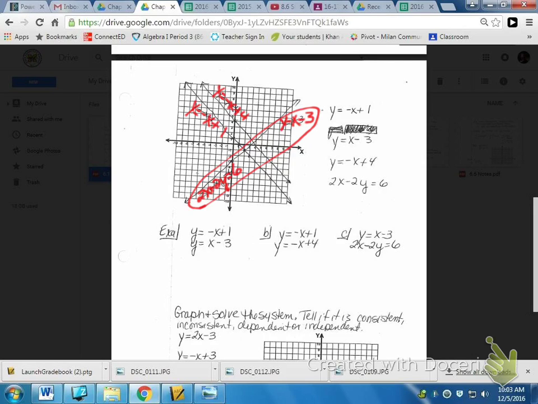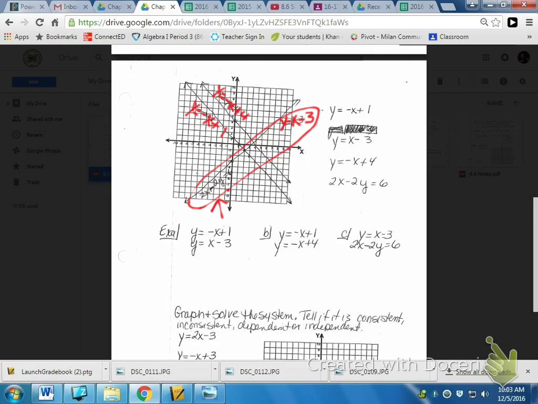It's the same line. Like I said, they don't give them to you the same to begin with. If you put that equation in slope-intercept form, you'd get y equals x minus 3. What's that? Is it 2x plus, or was it 2x minus 2y? Yeah, okay, 2x minus 2y equals 6.